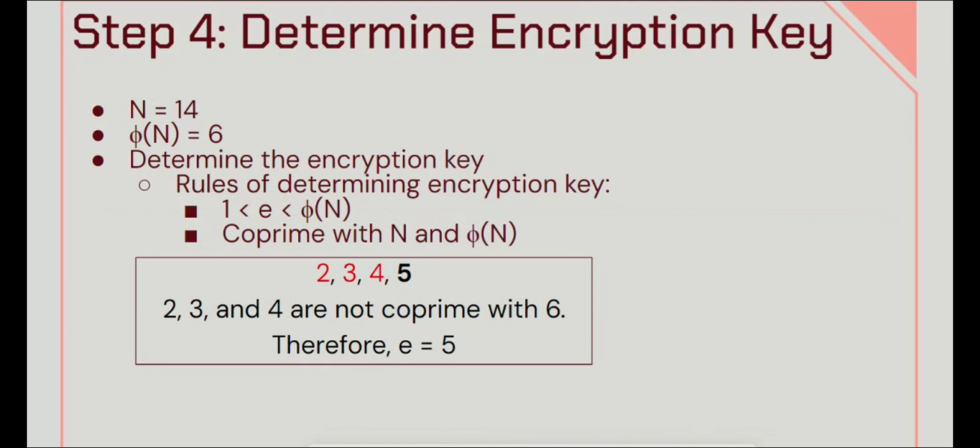And now that we have phi of n, let's determine the encryption key. There's 2 factors that go into this. The encryption key has to be greater than 1 and less than phi of n. So I've listed numbers that are greater than 1 and less than 6 in our case. So that's 2, 3, 4, and 5. Now from these numbers, we need to find a number that's co-prime with n and phi of n. Our n is 14. So we have to eliminate any even number that would share a factor with it. And our phi of n is 6, which means that 3 is a factor of 6, so we have to get rid of that. And that leaves us with the number 5, which is our encryption key.